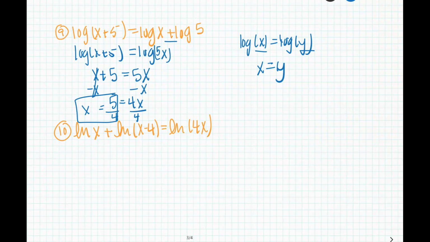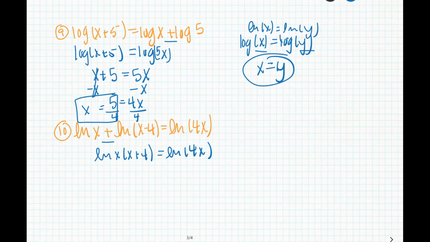Let's do it again with number 10. So first you're going to condense it down so it gives you ln of x times x plus 4 equal to ln of 4x. The one-to-one property works no matter your log. So even if you're working with a natural log, same is going to be true. You just set them equal. So I'm going to say x times x plus 4 equal to 4x. And solve it out. We're going to get a quadratic again. X squared plus 4x equal to 4x. I'm going to go ahead and combine some stuff together.